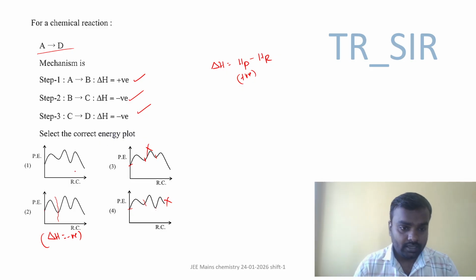Failed. Now let us see this case. Here reactant is less, product is more, positive is coming for this. Now here the reactant is more, product is less, so negative is coming. Fine. Here again product is less, reactant is more, negative is coming. So option 1 is the correct answer.